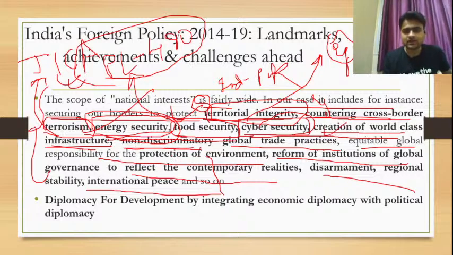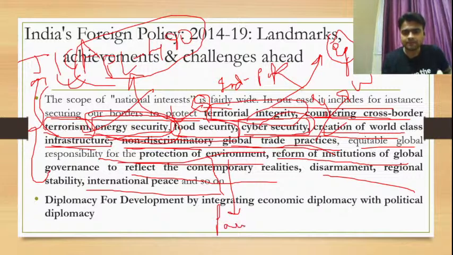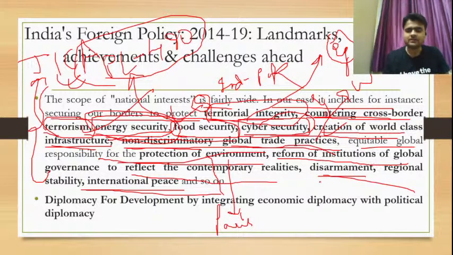Similarly, non-discriminatory global trade practices through the help of WTO, through the establishment of WTO. Then equitable global responsibility for the protection of environment, that is the climate change deals, like the Paris Agreement, that is the example. Okay, then just give me 1 minute. Now disarmament, regional stability and international peace. In this we have various bodies, like we are part of UN peacekeeping forces, isn't it? Then we are also part of UNSC. So these are the examples.